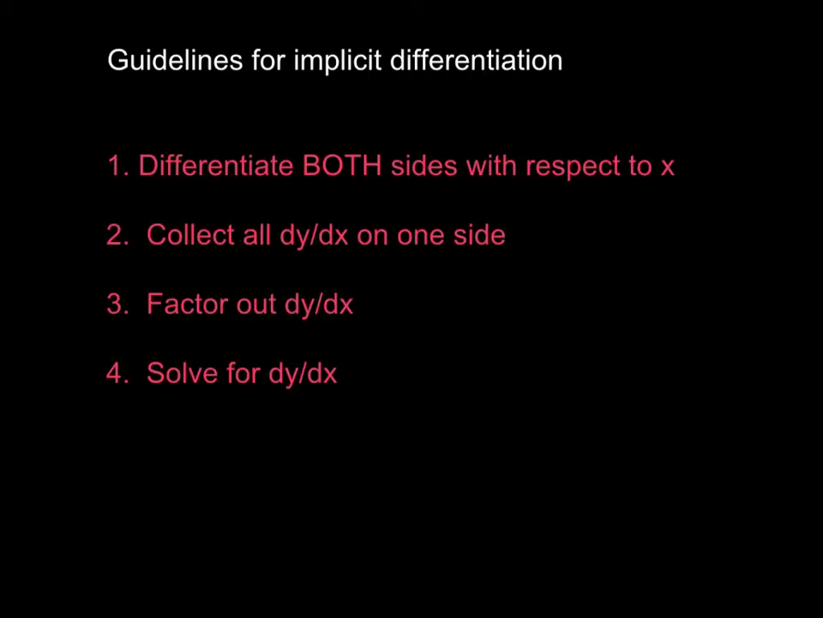Before we tackle our next big problem, let's write out the guidelines for implicit differentiation. Step 1. Differentiate both sides with respect to x. Step 2. Collect all dy dx on one side. Step 3. Factor out dy dx. And step 4. Solve for dy dx. We'll use these same 4 rules every time.